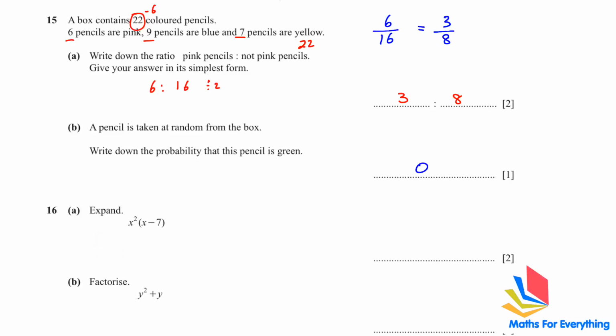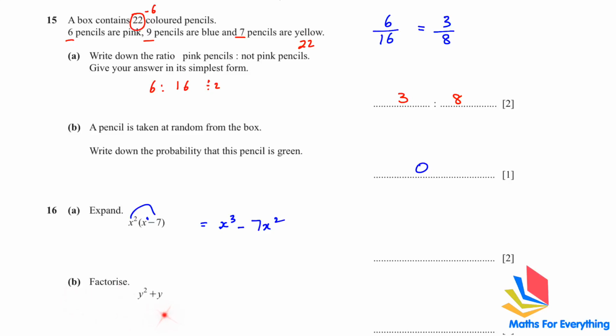16a, expand. So x squared multiplied by x. When we multiply a variable by a variable, we add the powers. So this is x to the power of 2 and x to the power of 1. So 2 plus 1 will be 3. And then x squared multiplied by negative 7 will give us negative 7x squared.